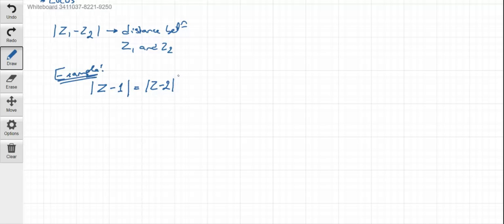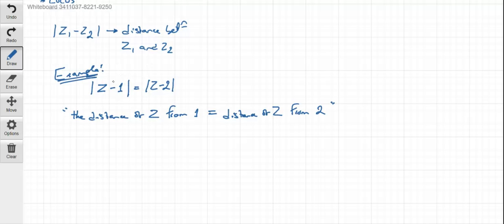Now, if you understood this concept properly, you should be able to understand that this literally translates to this: the distance of z from the complex number 1 is equal to the distance of the same z from the complex number 2. Here, 1 and 2 are complex numbers. These could have been i and 2i as well, but this is the example we're looking at. We will look at other examples, but I hope this makes sense to you.